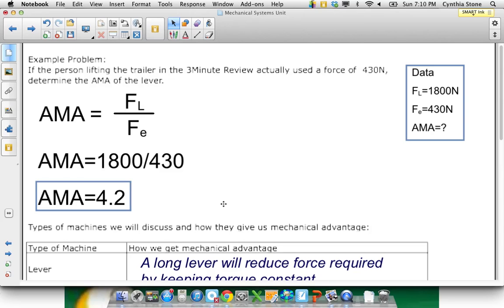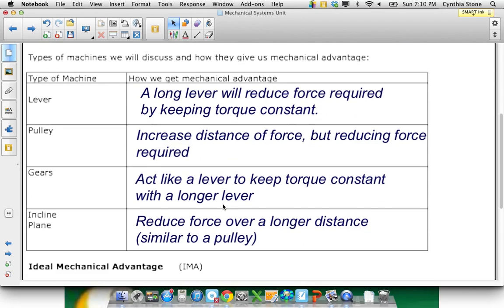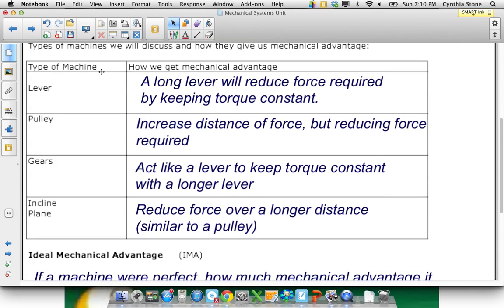Just a little bit on how we get mechanical advantage in different machines. With a lever, by using a longer lever, we can keep torque constant and use less force. In a pulley, your force is applied over a greater distance if you figure a bunch of pulleys and your string's getting longer and longer, but again, you're reducing force.